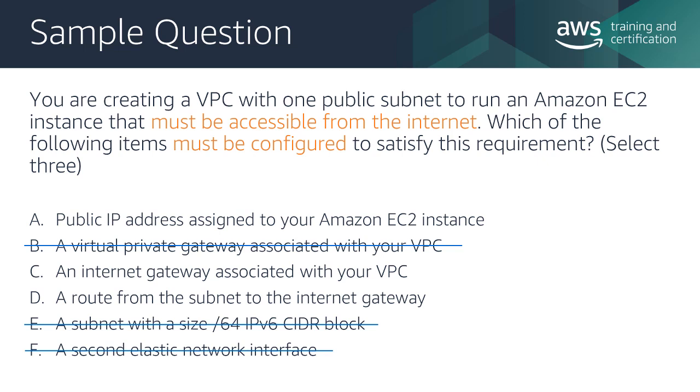This leaves us public IP address, yes. Now notice, it doesn't say an elastic IP address because that would not be required, although it could satisfy part of the requirement. In this case, a public IP could be AWS provided, could be an elastic IP. That solves the problem, but you must have a public IP. Option C, you must have an IGW, and option D, a route from the subnet to that IGW. A, C, and D make the correct answer.